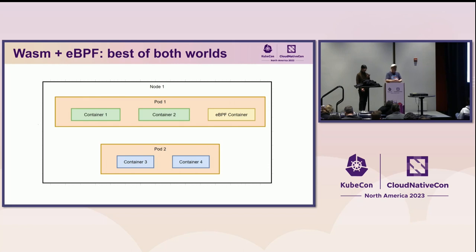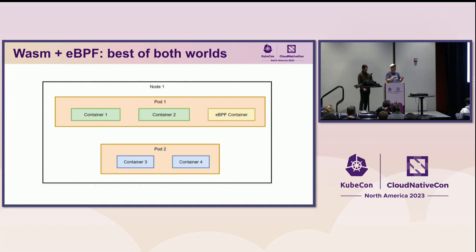So the solution that we want to present in this open source project is Wasm plus eBPF. Our goal is to have the best of both worlds. Instead of having a Linux container that deploys the eBPF agent, we use the Wasm application, or we call it the Wasm container, to deploy eBPF applications. We had an announcement at last year's KubeCon in Detroit with Docker to show that a Wasm application can run side by side with container applications in Docker Compose and Docker setup.